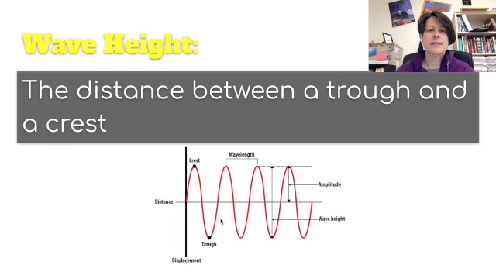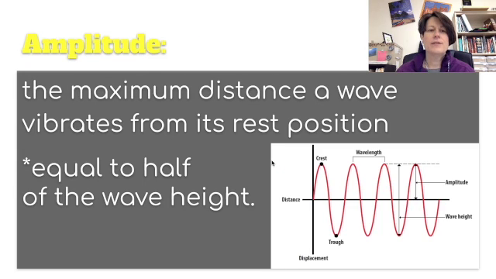The wave height is the distance between a trough and a crest. So this whole distance here is the wave height. There's also the amplitude. This is the maximum distance a wave vibrates from its rest point. So this is the rest point here, this line, and this is the amplitude. So you can see that the amplitude is equal to half of the wave height.